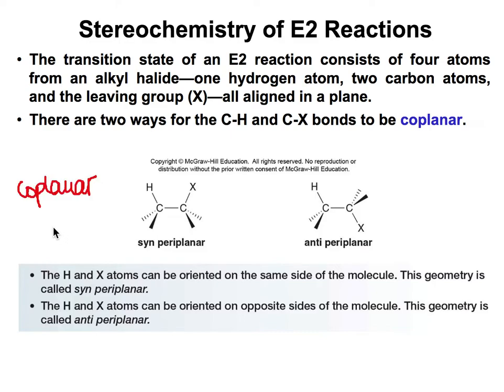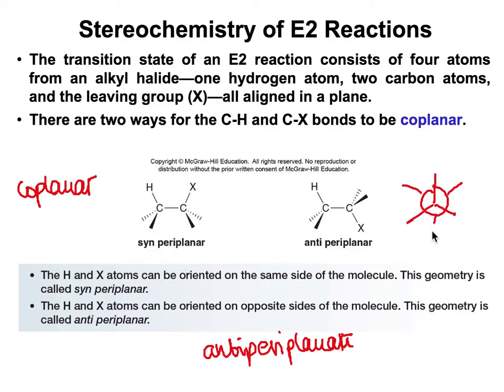The second condition that they have to fulfill is that the elimination happens when those two atoms, that means the hydrogen and the leaving group, are 180 degrees apart. So that means that they are anti-periplanar. So if you look at it in a Newman projection, the H will be here and the leaving group will be here. Remember, these two are 180 degrees apart.